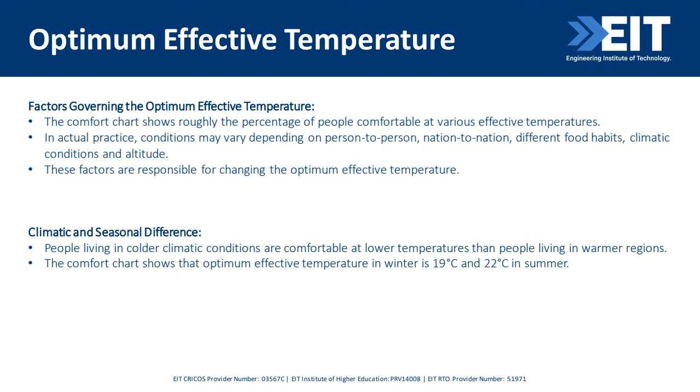Now, the factors governing this optimum effective temperature: the comfort chart shows the percentage of people comfortable at various effective temperatures. Conditions may vary from person to person and nation to nation, with different food habits, climatic conditions, and altitude, but these are responsible for changing the optimum effective temperature. That's why people living in colder climates are comfortable at lower temperatures than people in warmer regions. So your effective temperature is 90 degrees in winter and 22 degrees in summer. That's what came from that study.